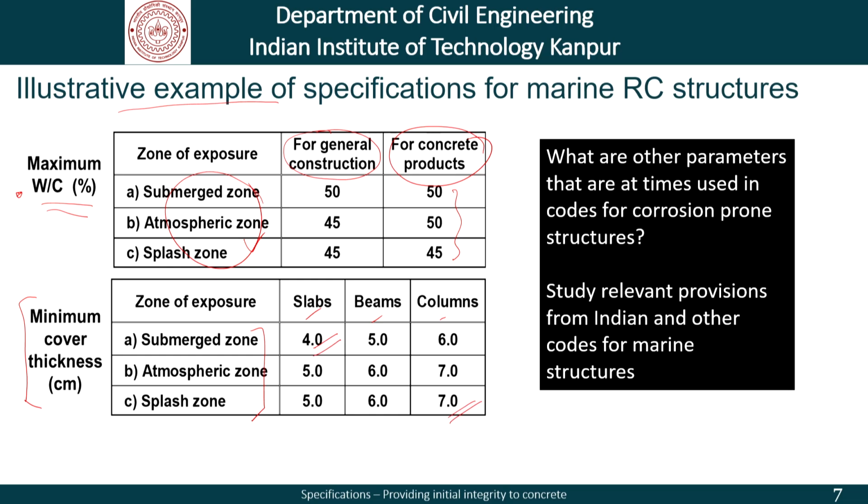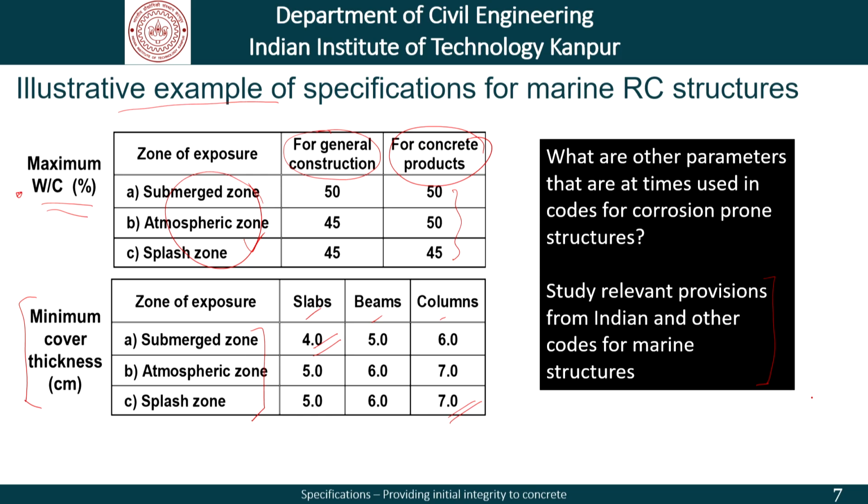And I think I had given you this homework earlier and I am reiterating it once again. What are some of the other parameters that at times are used in codes for corrosion prone structures? Study some of these provisions from Indian and other codes for marine structures.